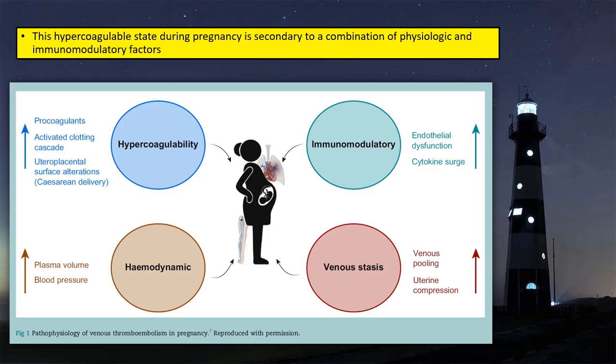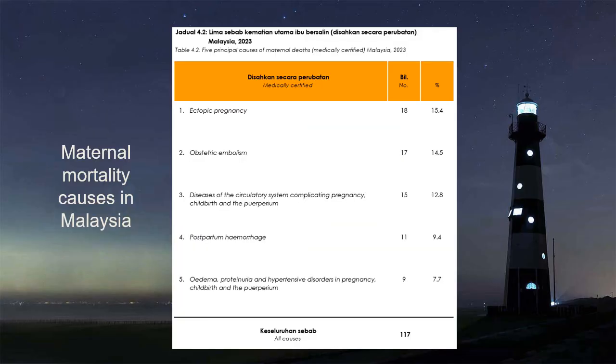So this diagram summarizes really well the four factors that contribute to the pathophysiology of venous thromboembolism in pregnancy: the presence of a hypercoagulability state, hemodynamic changes, immunomodulatory changes, and also venous stasis. All this leads to a much higher risk of getting venous thromboembolism during pregnancy.